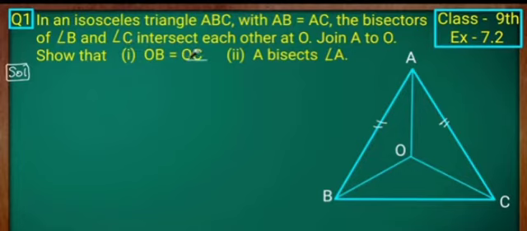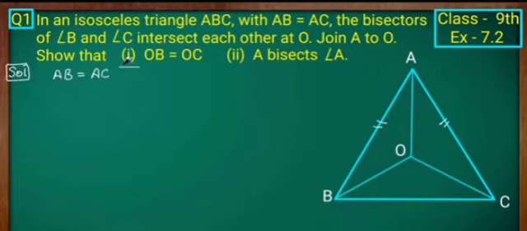So students, to prove OB equal to OC, I am going to take two triangles, AOB and AOC. Okay. If you prove that the two triangles AOB and AOC are congruent, then you can say that OB equal to OC. Let's start. AB equal to AC, which is given.